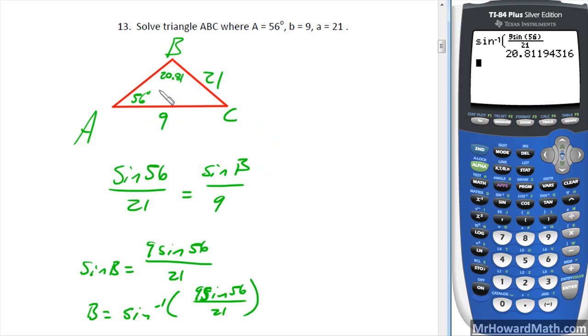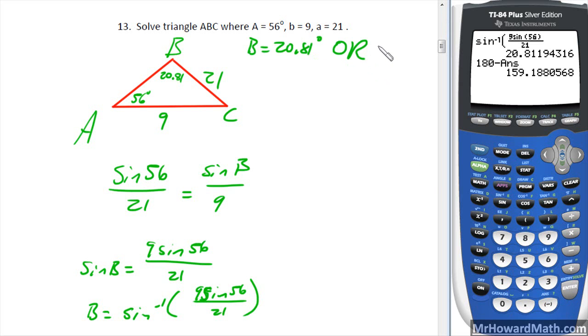angle measure with the sine law. So that means angle B is 20.81 degrees or 180 minus that. So we'll have two triangles to solve. 159.2 degrees is the other possibility. So we'll solve this triangle and then we'll have to redo it using angle B as 159.2 degrees. So let's finish this one first.